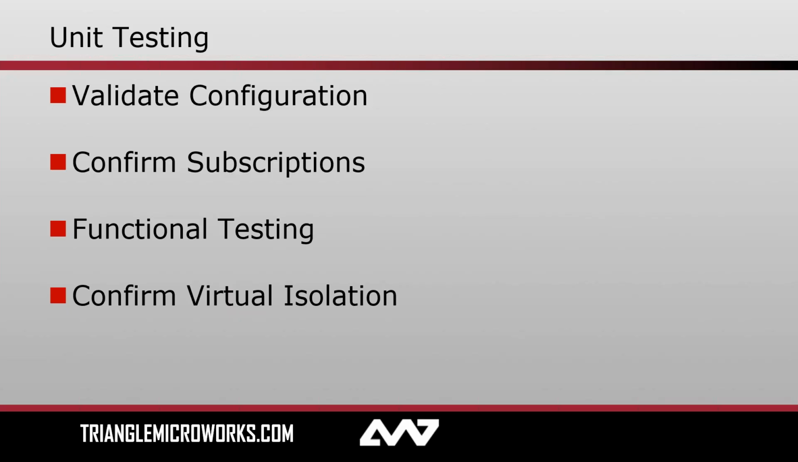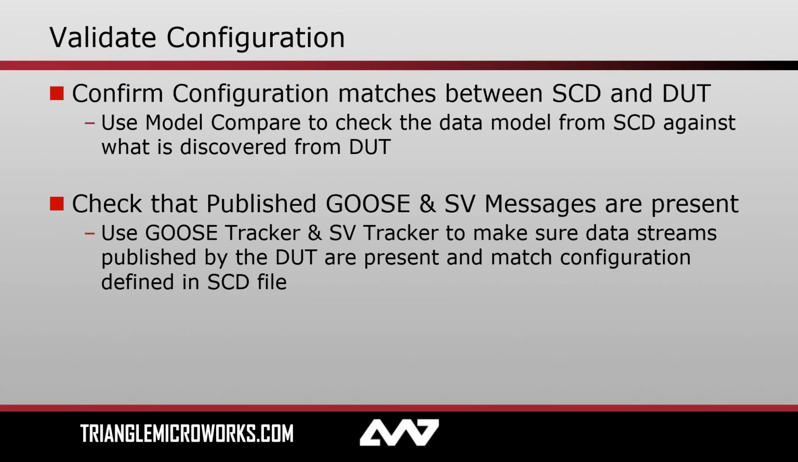So beginning by validating the configuration, confirming the subscription, so GOOSE and sample values that this device is supposed to subscribe to. Functional testing, this is, again, where the fact that this device is configured becomes very important, because we need to make sure that it behaves correctly based on the configuration that we've given it. And this includes its ability to publish GOOSE or sample values correctly. And then finally, confirming virtual isolation. This is just making sure that the device supports virtual isolation and that it's correctly configured and working the way we expect. So walking through these in a little bit more detail, beginning with validating the configuration.